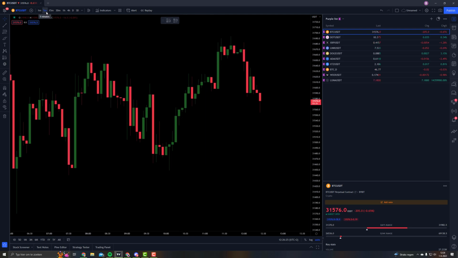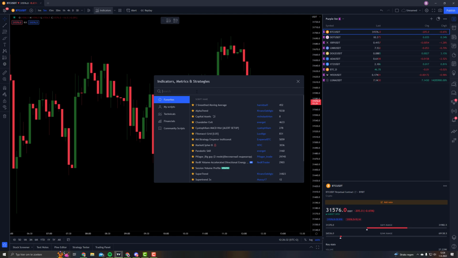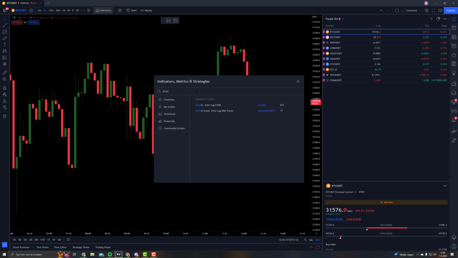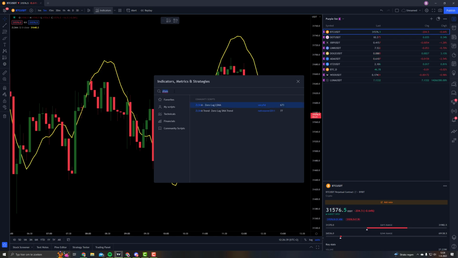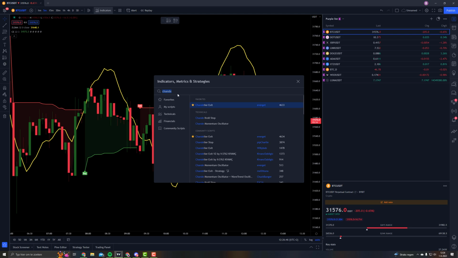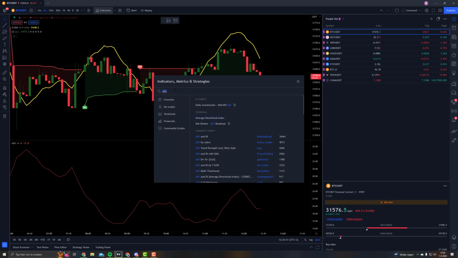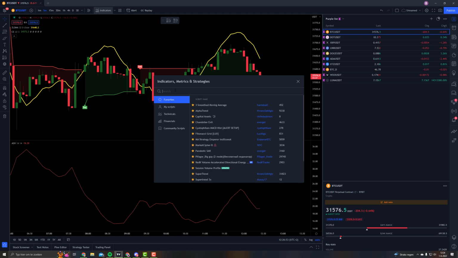We go to the 5 minutes of the BTC USDT, and let me add everything for you so you can work with me. First we're going to add the ZLSMA, the zero lag from Veryfid. The other one is the chandelier exit of Everget. The other one is going to be the ADX. It's that one.